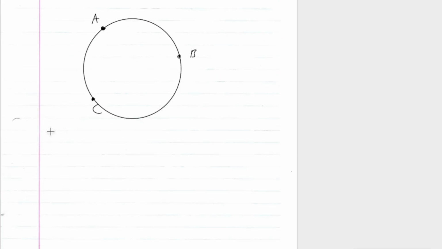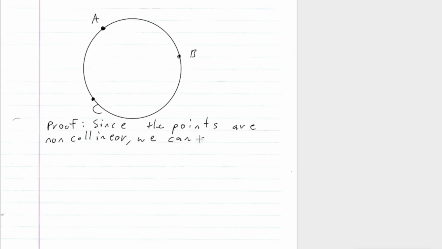So, proof: since the points are non-collinear, we can draw two segments, right? Two segments, AB and AC. All right, so let's go ahead and draw those.